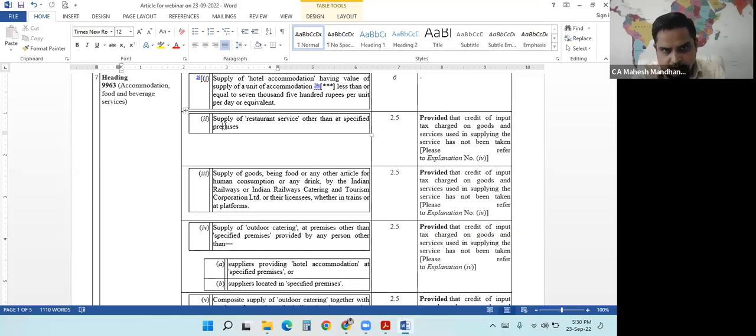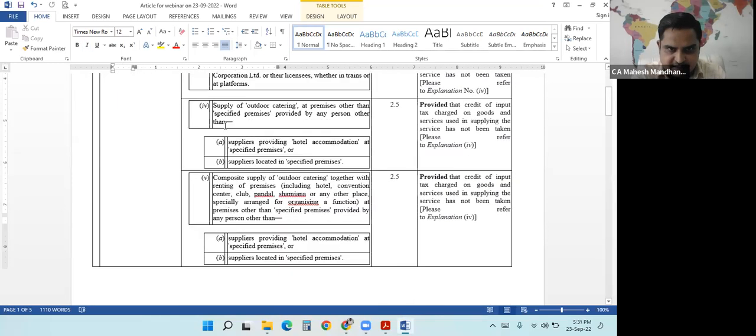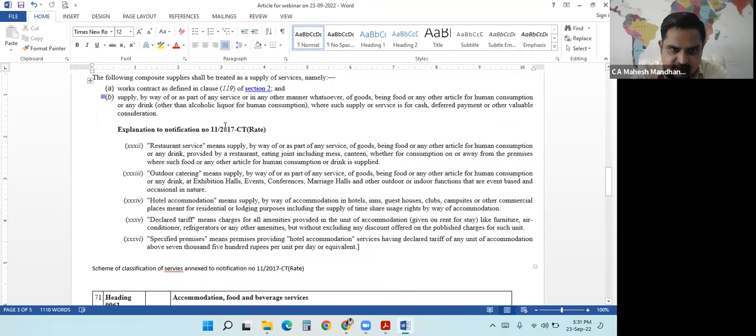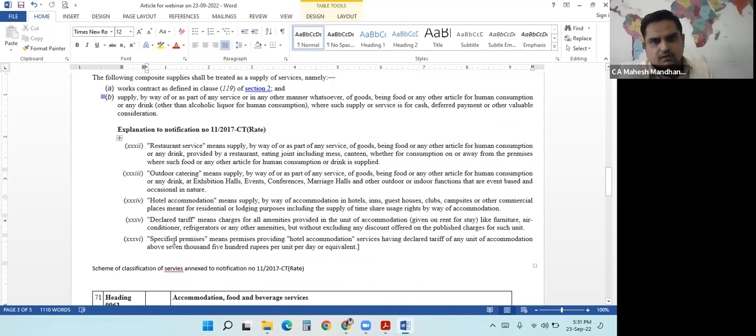Now I am pointing out what this specified premises is. Specified premises means premises providing hotel accommodation. Simple definition: hotel accommodation means giving a room on rent for the purpose of lodging and boarding in a hotel or guest house. Premises providing hotel accommodation services, point number 1. Number 2, having declared tariff of more than 7,500.